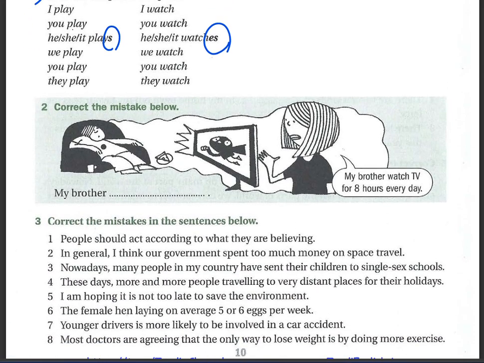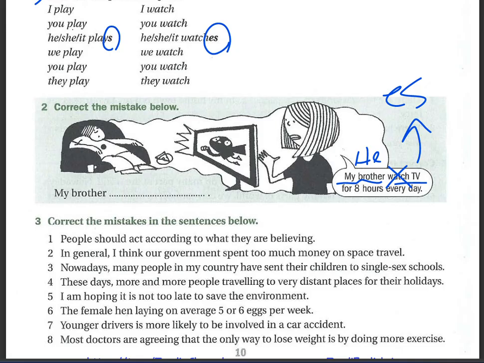Number 2. Correct the mistake below. "My brother, look at here, watch TV for 8 hours every day." What do you think? Very good. It's not watch because it's he, yes, third person. So you should add es. My brother watches TV. Very good.